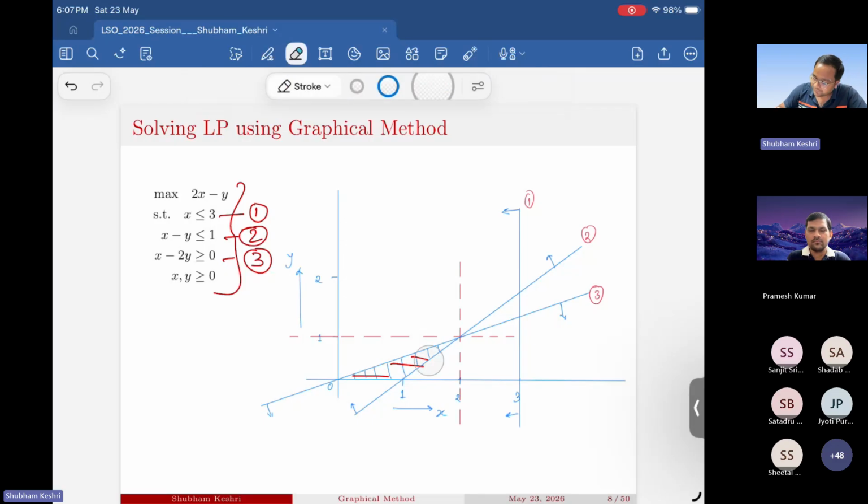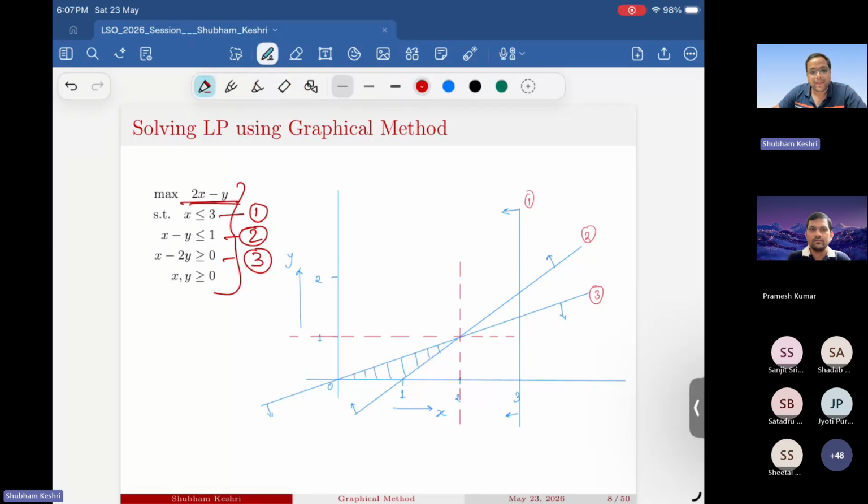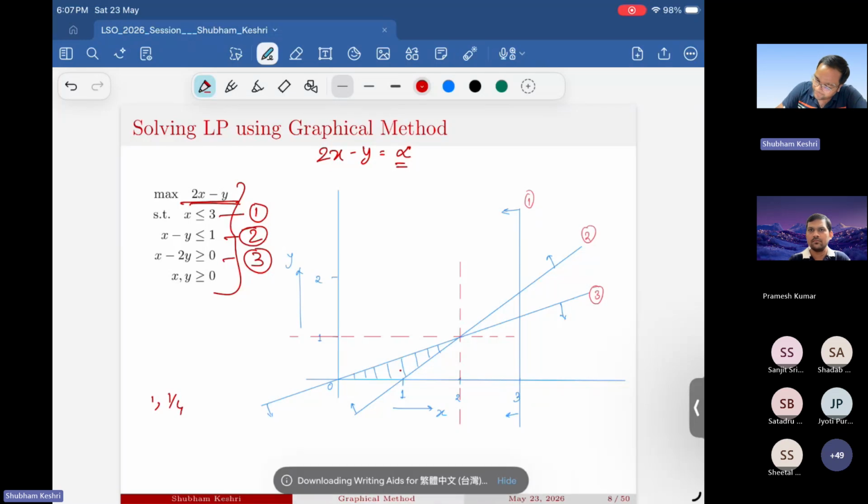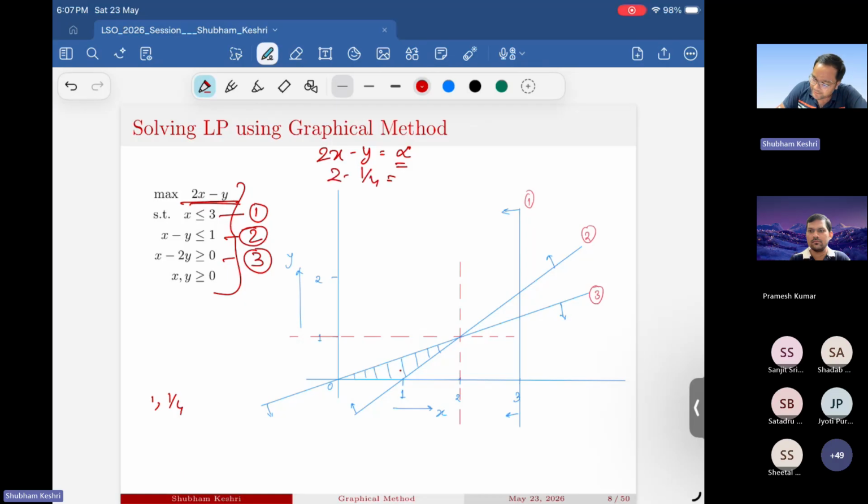Okay. Now this objective function is an expression. We will make this an equation. So we will say 2x minus y equals alpha, and we'll see what that line is. Suppose at the point (1, 1/4), we will see what the value of the objective function is. It becomes 2 minus 1/4, which is 7/4.